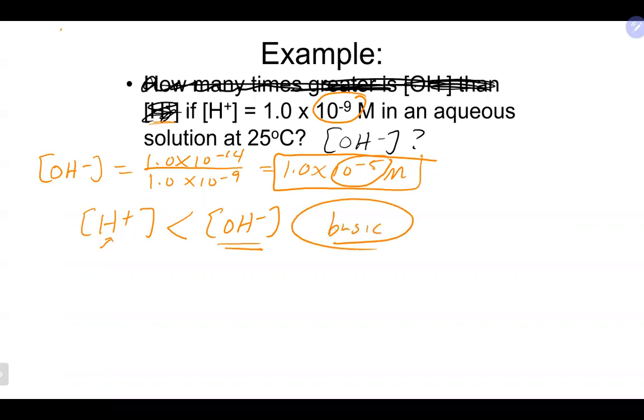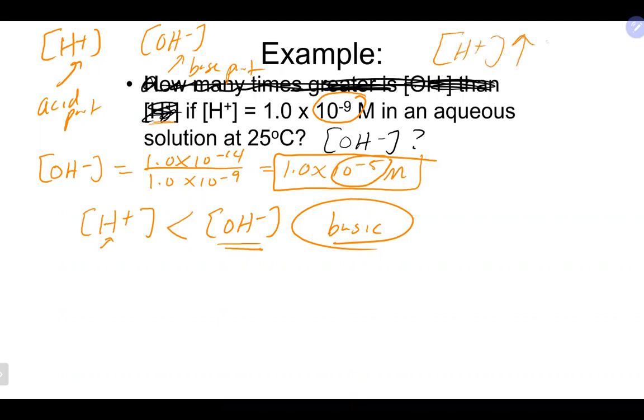Remember that the H plus concentration measures how much free H plus is in the solution, the acid part of the solution, while the OH minus is how much OH minus is flowing around, the base part of the solution. They also run opposite of each other. If we increase the H plus, we would see the concentration of OH minus go down, and vice versa. As one goes up, the other goes down. Any questions on KW or anything like that?